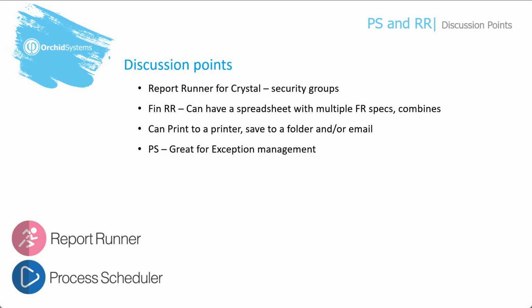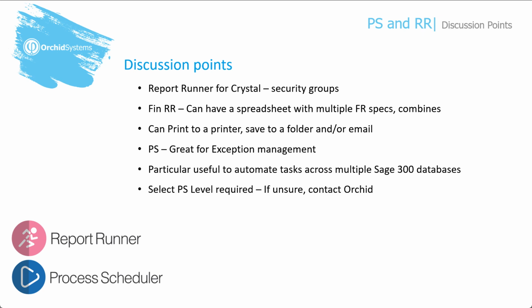And a reminder that Process Scheduler is particularly useful for exception management and also to automate tasks across multiple Sage 300 databases. There are 3 levels for Process Schedulers. They're all cumulative. So that's an overview of how to use the Orchid sample data for Process Scheduler and Report Runner.